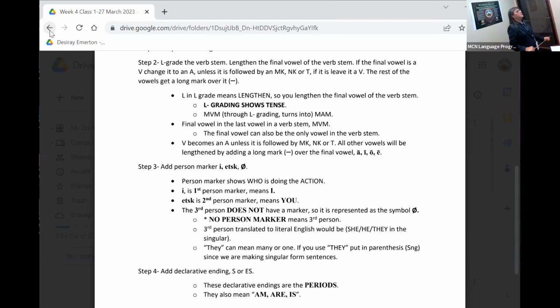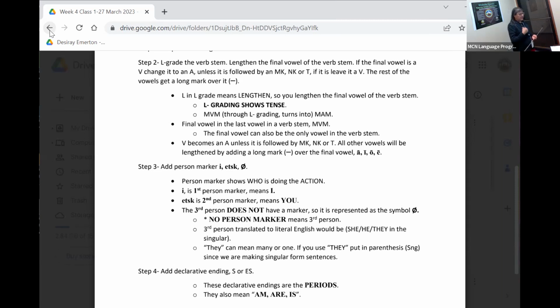L in L-grading means lengthen, so you lengthen the final vowel of the verb stem. L-grading shows that MVM turns to MAM. As we get further along, we should come across some of these. The final vowel, the last vowel in the verb stem, is MVM. The final vowel can also be the only vowel in the verb stem.